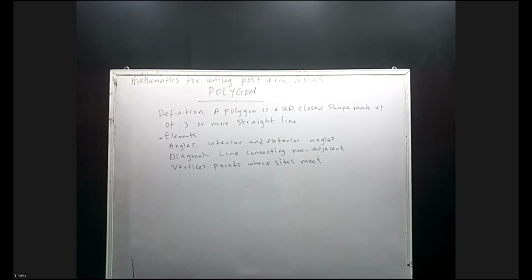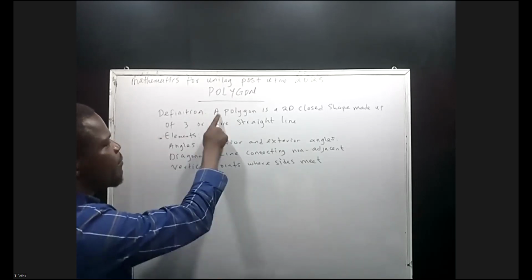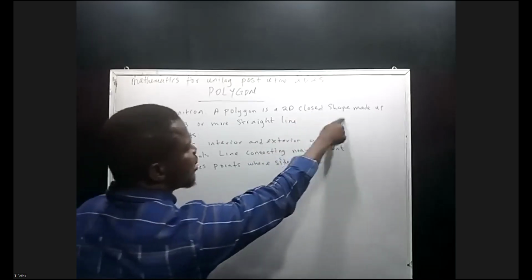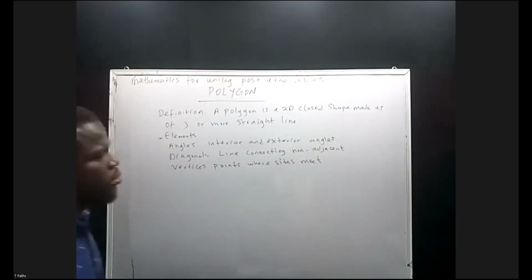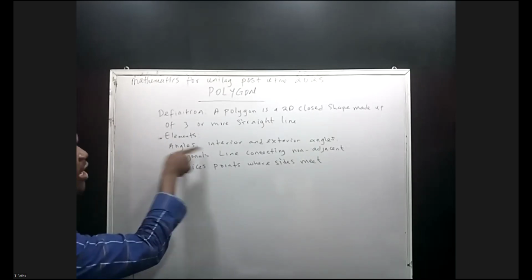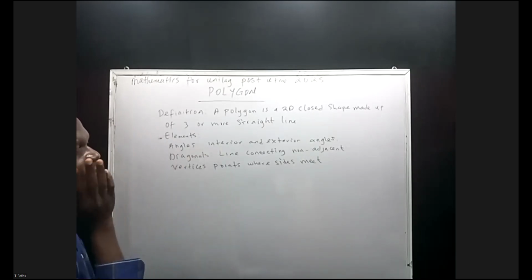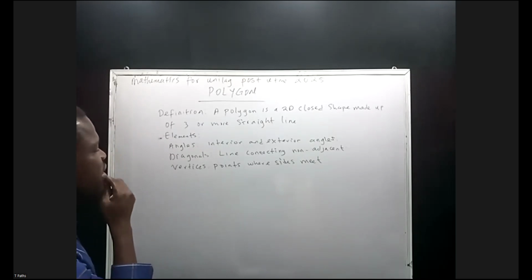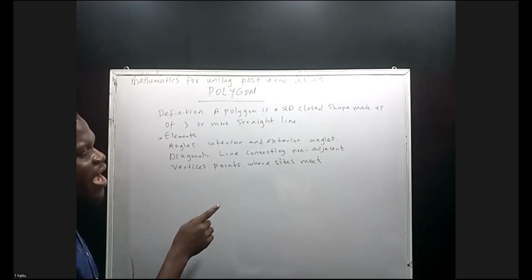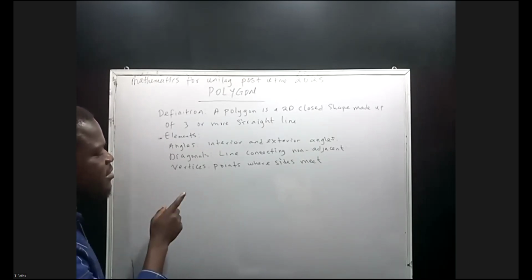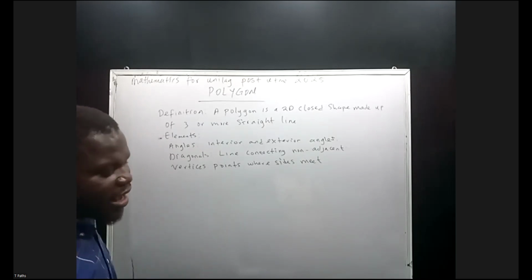Now I'm going to read this one. If you can't see the definition, on the next slide I'm going to write it bolder. A polygon is a 2D closed shape made up of three or more straight lines. Now elements: angles, interior and exterior angles, diagonals, lines connecting non-adjacent vertices, and the vertex, the point where two sides meet.